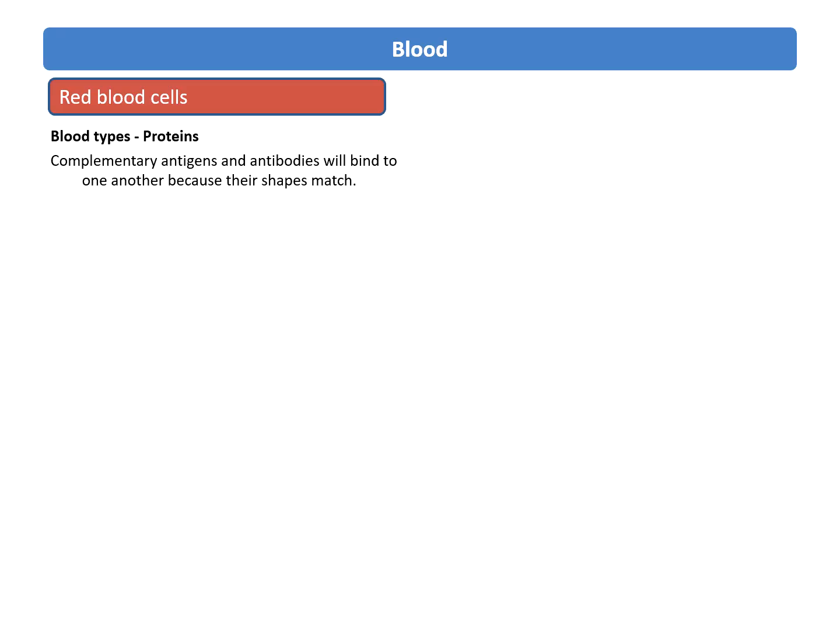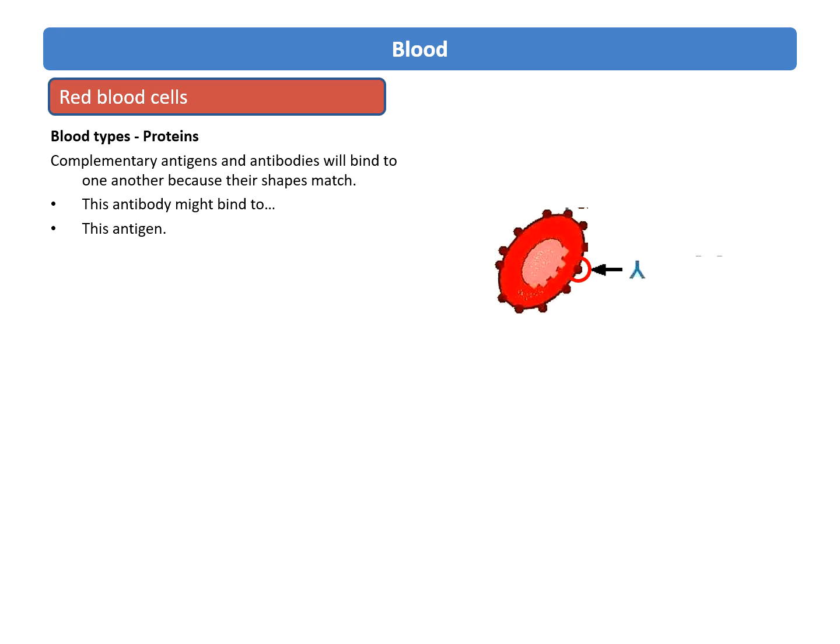Complementary antigens and antibodies will bind to one another because their shapes match. This antibody, for example, might bind to this antigen. Examples of complementary antigens and antibodies are capital A antigen and little a antibody, B and little b, RH and anti-RH.